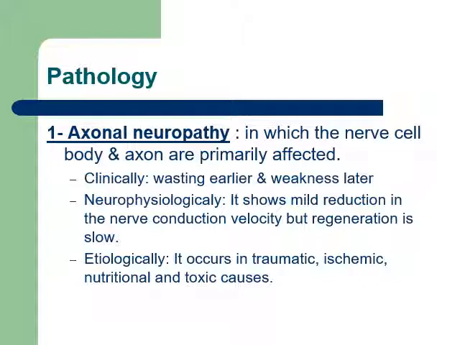In axonal neuropathy, either the axon or the cell body is affected. It will have a peculiar clinical picture. Wasting would be earlier and weakness would be later. And they will be different neurophysiologically, as we will show later, and the common causes of axonal neuropathy are usually traumatic, ischemic, nutritional or toxic causes.